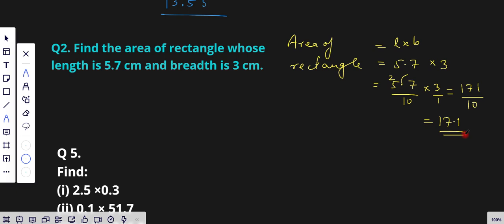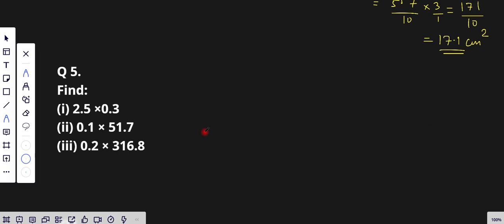So if you have 100 in the denominator, then you put the decimal before 7. If you have 1000 in the denominator, then you put the decimal before the last three digits. This is how you need to calculate the values. So 17.1 centimeter square is your answer. Any doubt? If you have any doubt, you are free to ask me in the Zoom session.